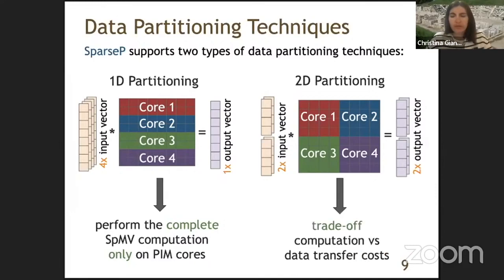With the 2D partitioning technique, we aim to strike a balance between computation and data transfer costs, since only a subset of the elements of the input vector is copied into the DRAM bank of each PIM core. Therefore, the number of copies of the input and output vectors that are transferred to and from PIM-enabled memory modules through the narrow memory bus depends on the number of vertical partitions that we create in the 2D partitioning scheme.